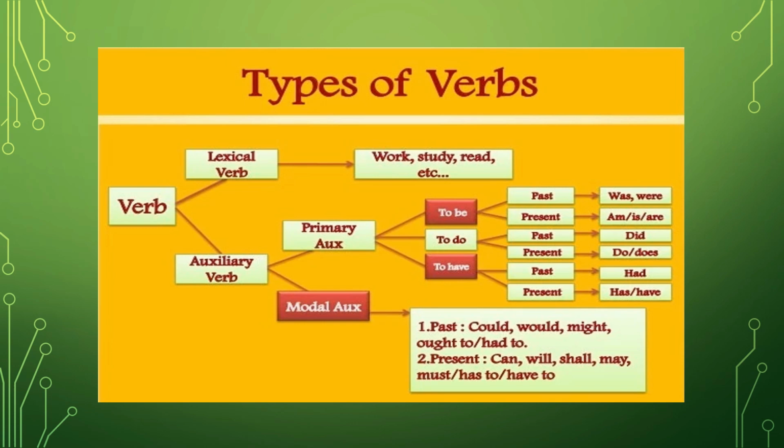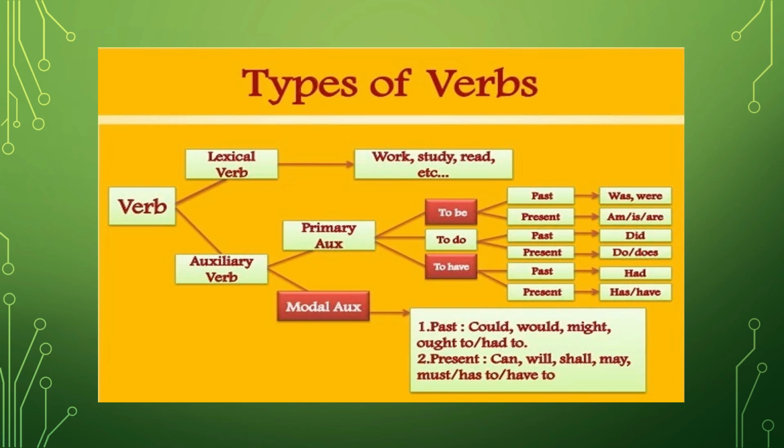Now modal auxiliary. Under modal auxiliary, for the past tense we use could, would, might, ought to, had to. And in the present tense, we use can, will, shall, may, must, have to, has to. I have given a clear idea about these. Most of the people will get confused with primary auxiliary and modal auxiliary, as well as linking verbs. So to avoid confusion, I am telling all these. I will go through the detailed notes with the main three types of verbs.